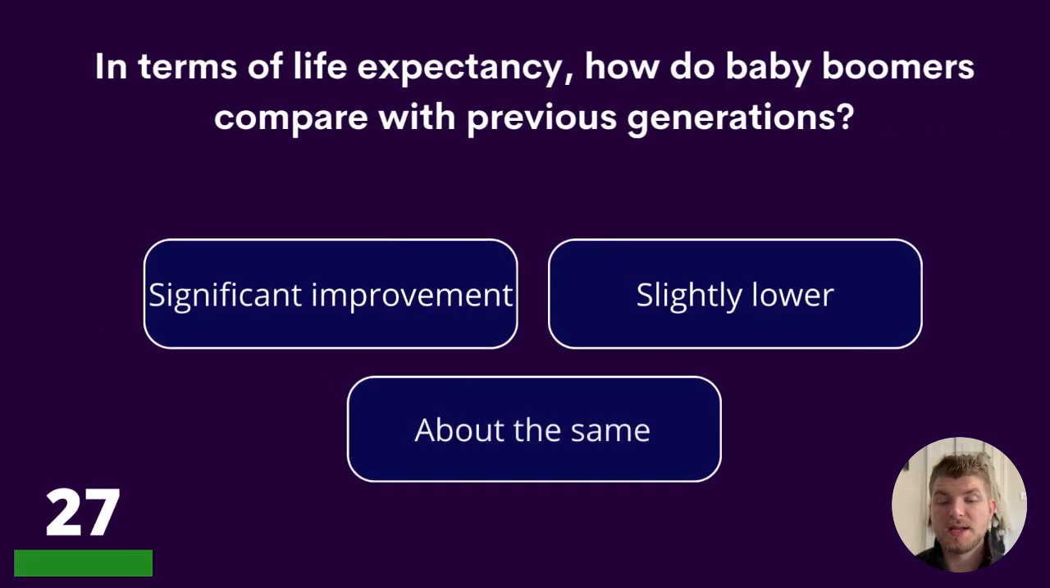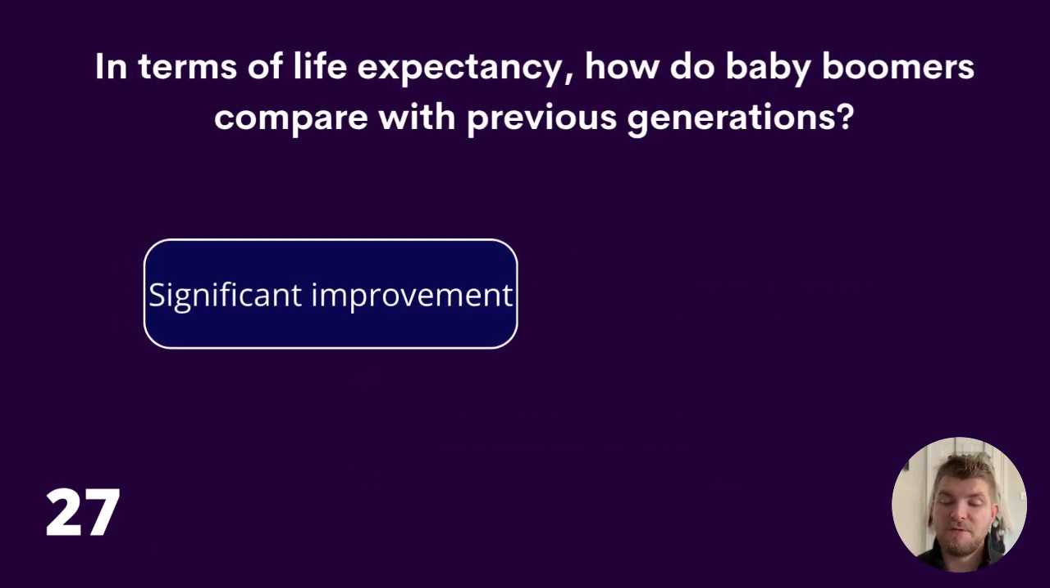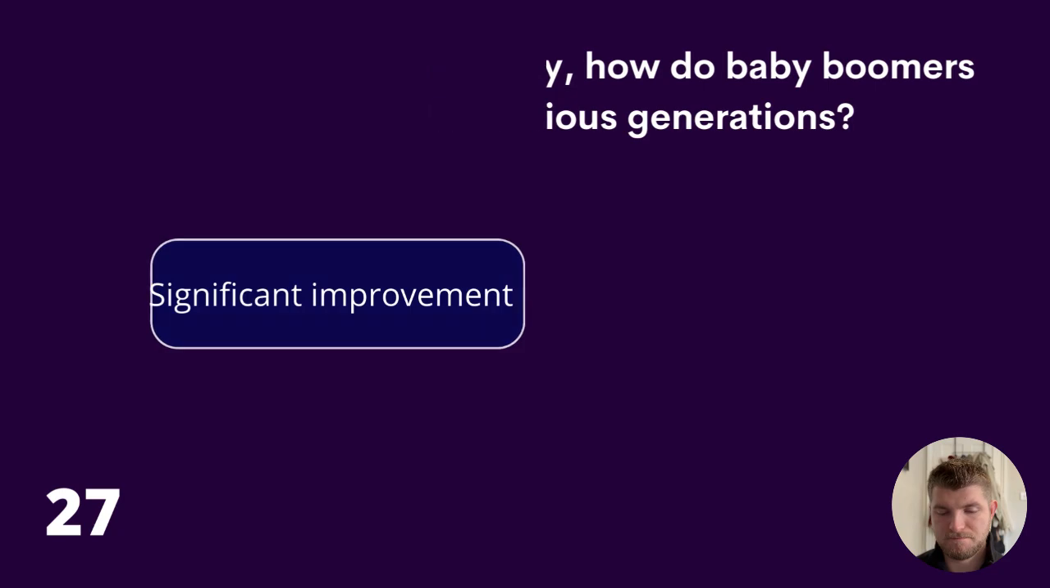27. In terms of life expectancy, how do baby boomers compare with previous generations? Significant improvement, slightly lower, or about the same? The answer is significant improvement.